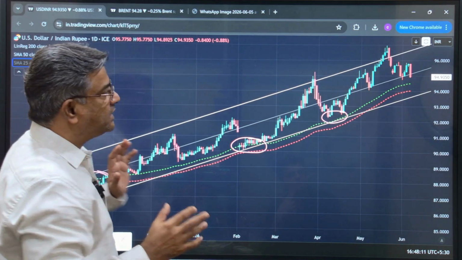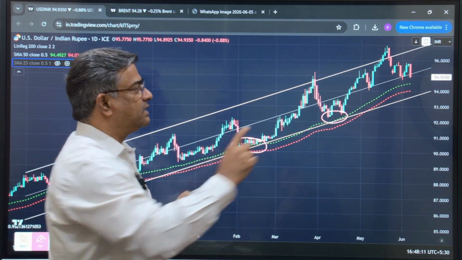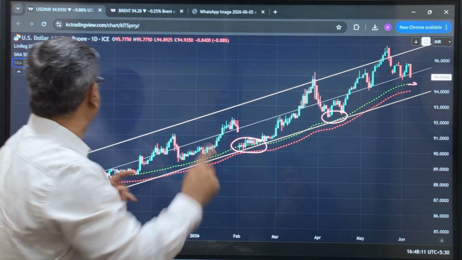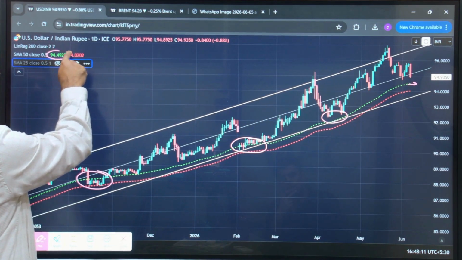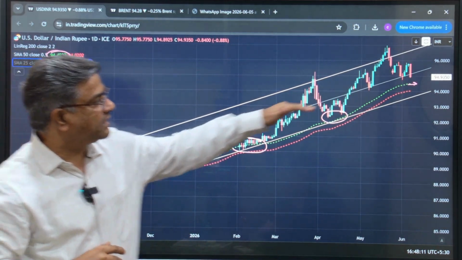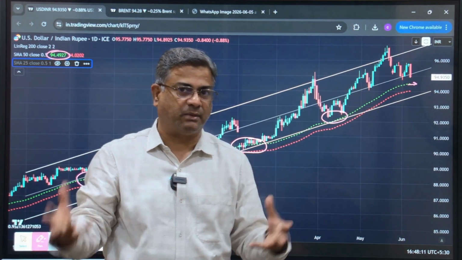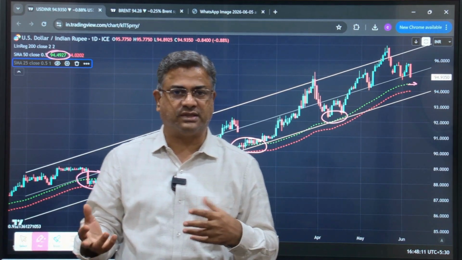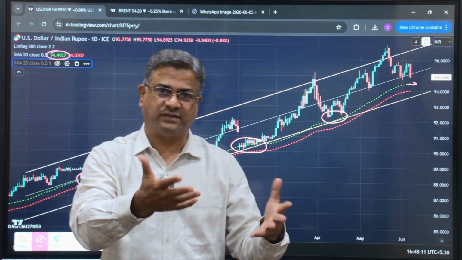If you see the 50-day moving average, currently it's around the 94.50 level. Okay, so what does this mean? This means that obviously the rupee has gained, RBI is taking a lot of action, Government of India is taking a lot of action, policy changes. What are the policy changes? Please follow our research community.